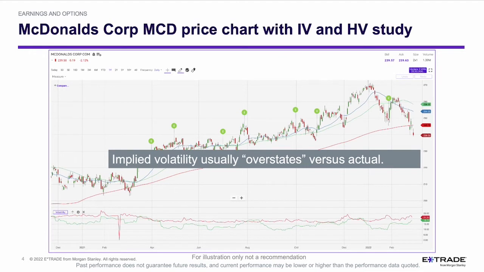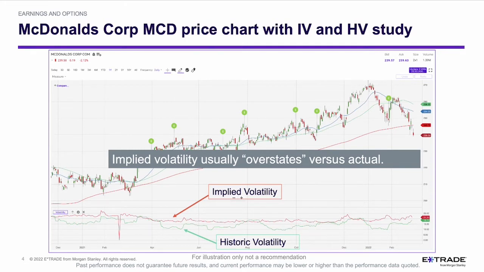Now remember, implied volatility usually overstates versus actual. Let me show you what this looks like on a chart. The reason I've picked McDonald's is that it's a stock that I don't have to do much explanation as to what they do, so it's a very simple one to look at. But you can see that across the bottom, I've added volatility. Implied volatility is going to be the red line, and historical volatility is the green line.